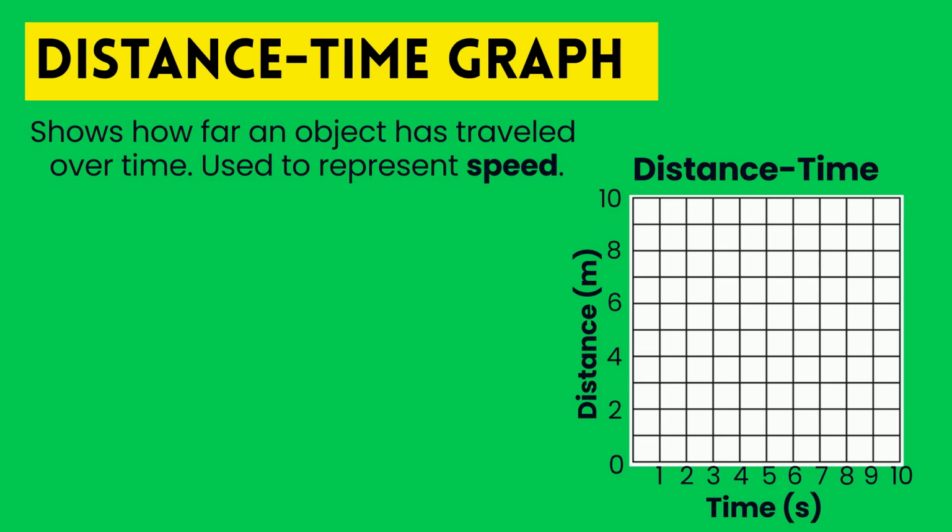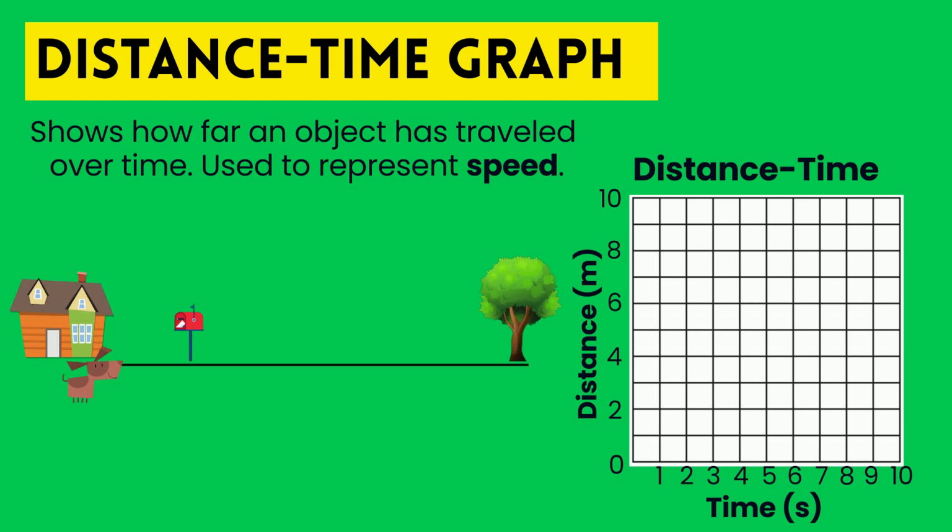So here we have a dog walking from his house to a tree that is 5 meters away. Since he is starting at his house, we will set the house as the starting point by marking it as 0 meters on the y-axis. The dog walks 1 meter in 1 second, then stops for 2 seconds to smell a mailbox. Then he runs the remaining 4 meters in 1 second.